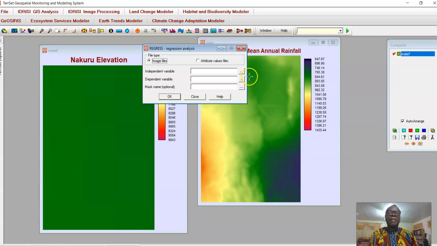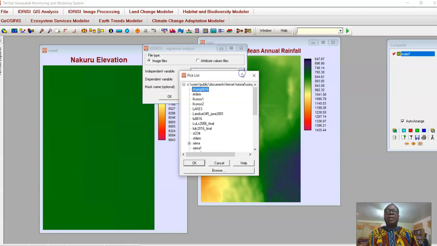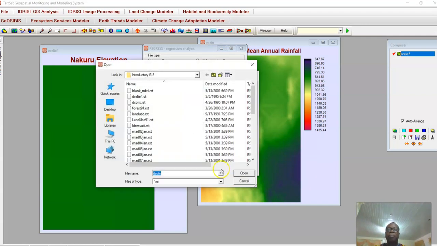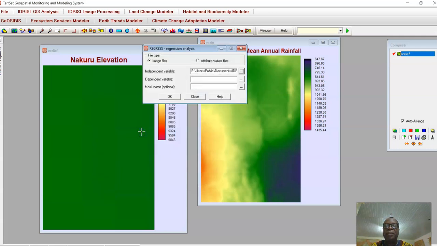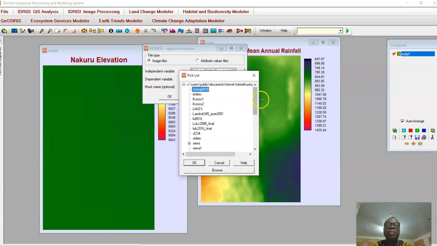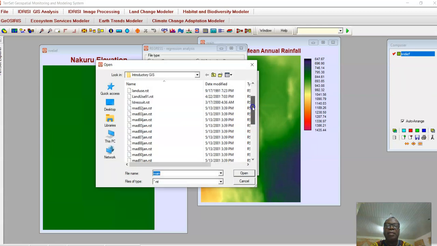So our independent variable will be the annual rainfall. You can get the annual rainfall from this. We have the N rain, that's where the data is located. The dependent variable is the relief, so you go to N relief.